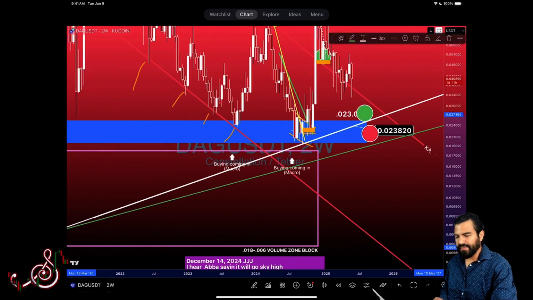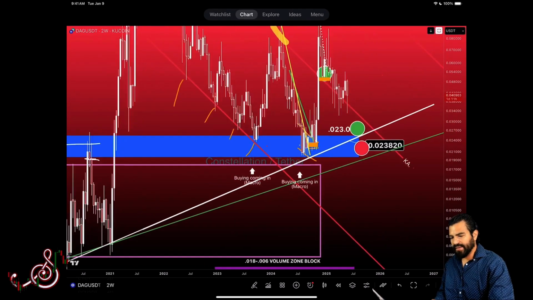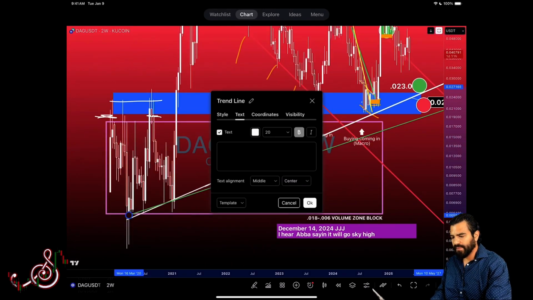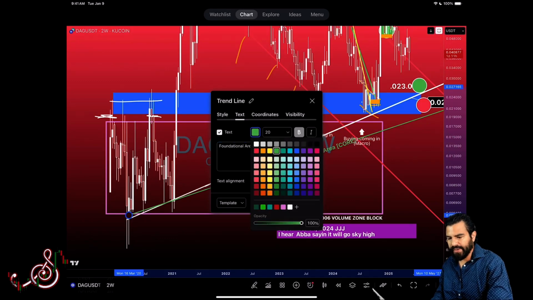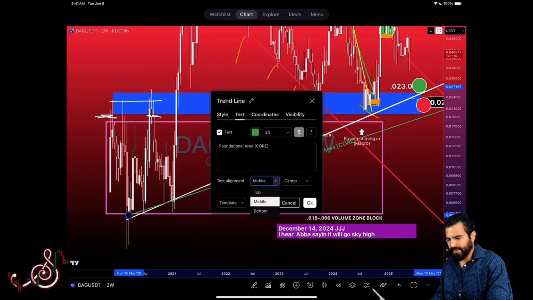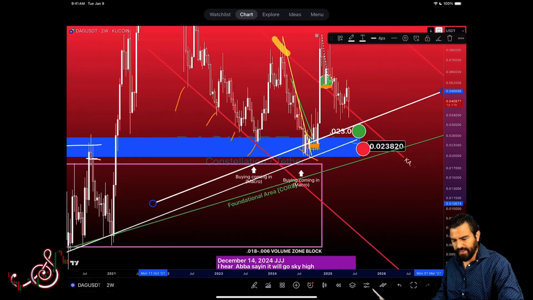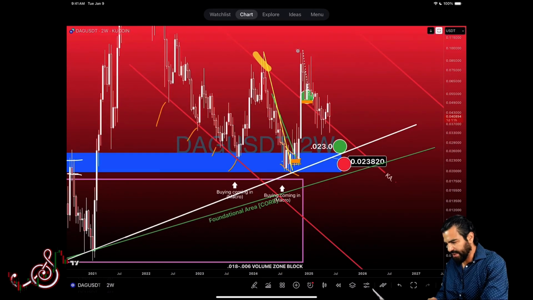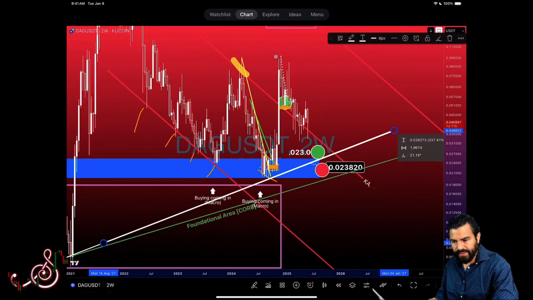Based on just the cores, I'm going to give these two angles a label. On the green one I'm going to put foundational area, and in brackets, core. So I know I'm only dealing with the core, and I'll make that green and put it on the bottom. The next label is for this white one. I'm going to take the original line, stretch it across that white line, and then delete the white line.